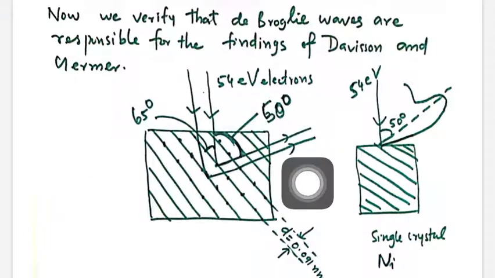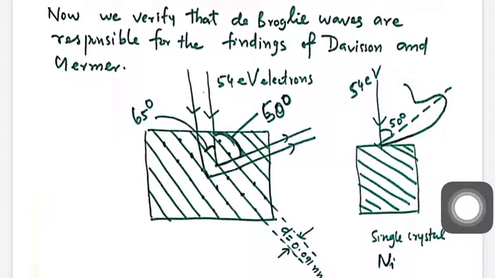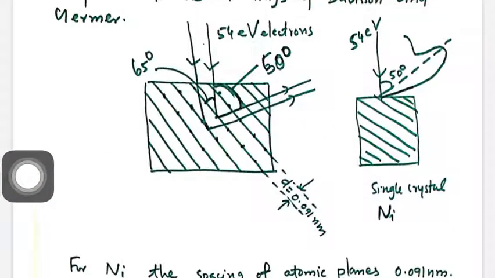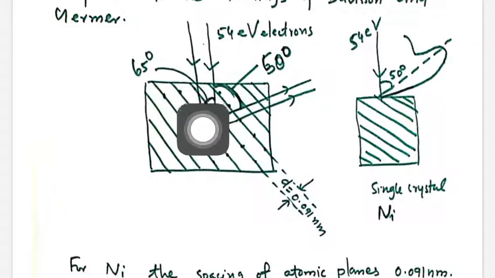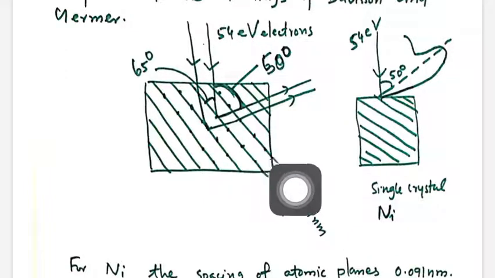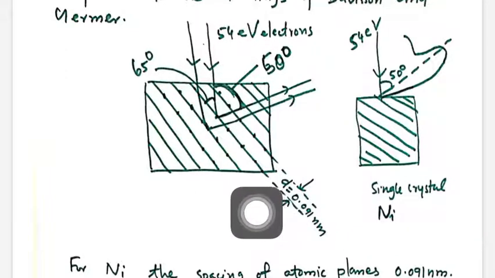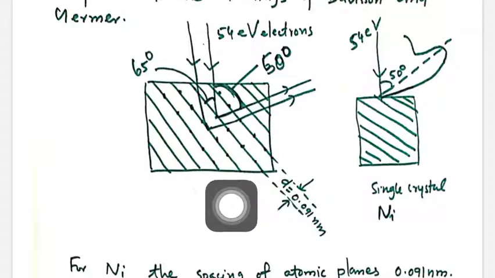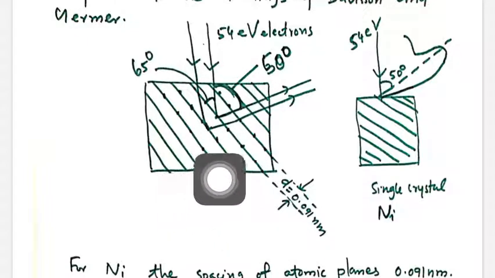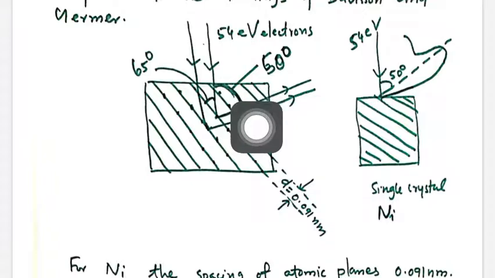Davisson and Germer originally conducted this experiment using this nickel crystal. So the nickel crystal, the atomic planes are the parallel planes. The spacing between the different planes, spacing d, is equal to 0.091 nanometer, and this angle is 50 degree.